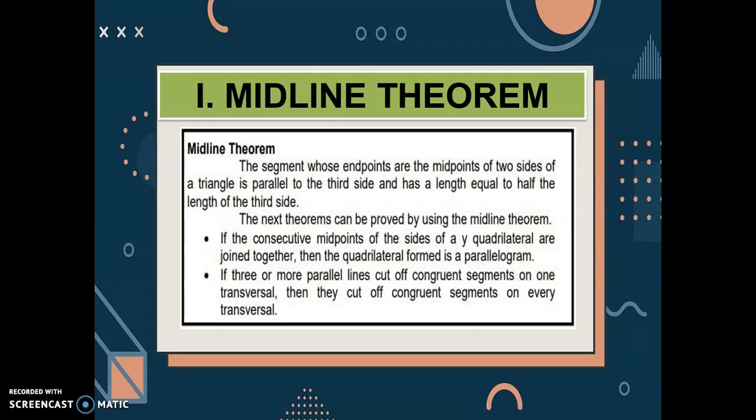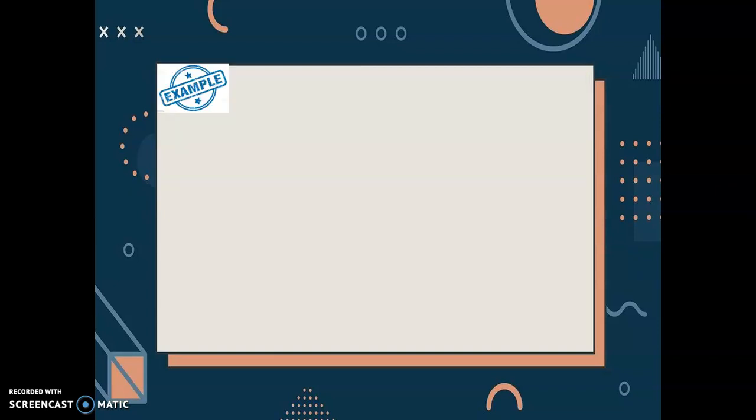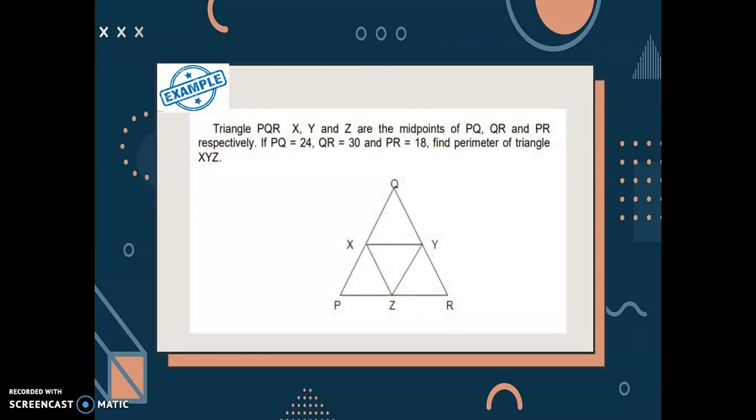So, ito po yung mga dapat nating tandaan. If the consecutive midpoints of the sides of a quadrilateral are joined together, then the quadrilateral formed is a parallelogram. Or if three or more parallel lines cut off congruent segments on one transversal, then they cut off congruent segments on every transversal. So, bibigyan ko po kayo ng example.